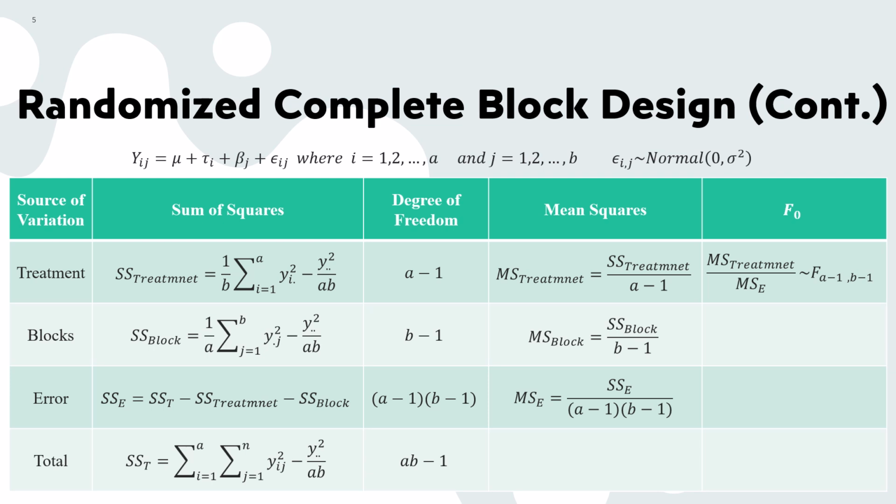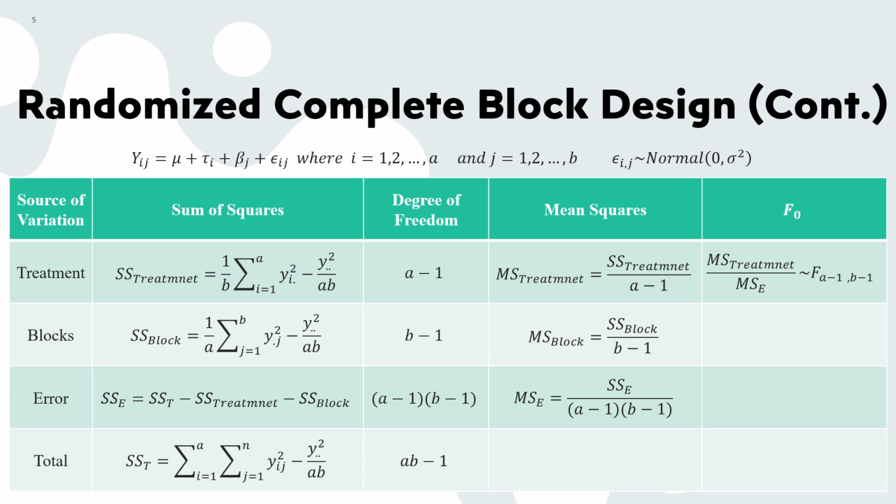It breaks down the total variation observed in the data into 3 components: treatment, blocks, and error, and provides formulas for the sum of squares, degrees of freedom, mean squares, and the F-ratio used to test statistical significance. It shows how to calculate the F-statistic for testing treatment effects, while adjusting for block effects to reduce variability. The F-test statistic is used to determine if treatment means differ significantly.